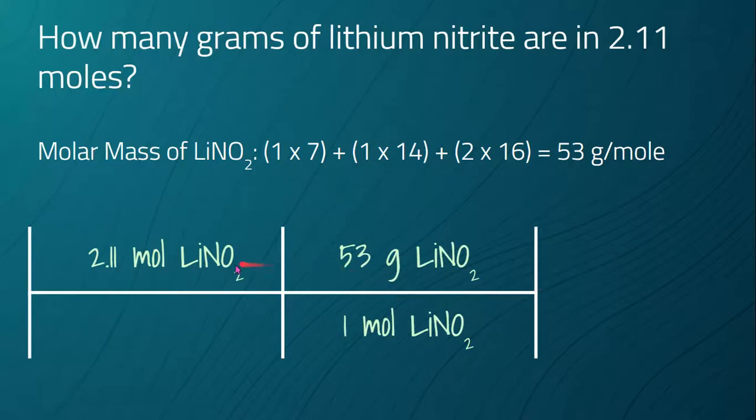My moles of lithium nitrite cancel out, leaving me with grams of lithium nitrite, and that is exactly what I want. So I can multiply across the top and divide by the bottom. So 2.11 times 53 divided by 1 will give me 111.83 grams of lithium nitrite.